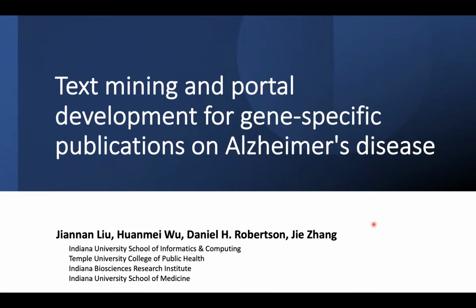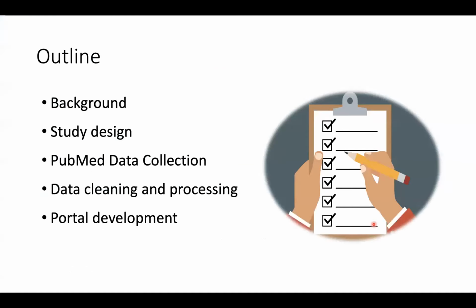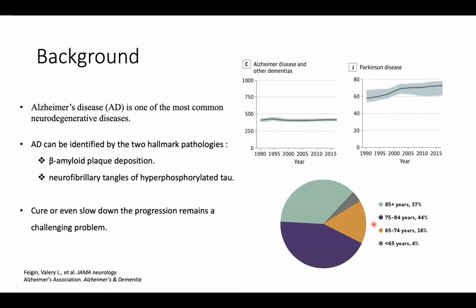So the topic for today's presentation is the text mining and portal development for gene-specific publications on Alzheimer's disease. This is a recent work we have done recently. Here is the outline of my presentation today. Just briefly go through the backgrounds, study design, data collection steps, the data cleaning and processing, and then the portal development. So a little bit of background for the Alzheimer's disease.